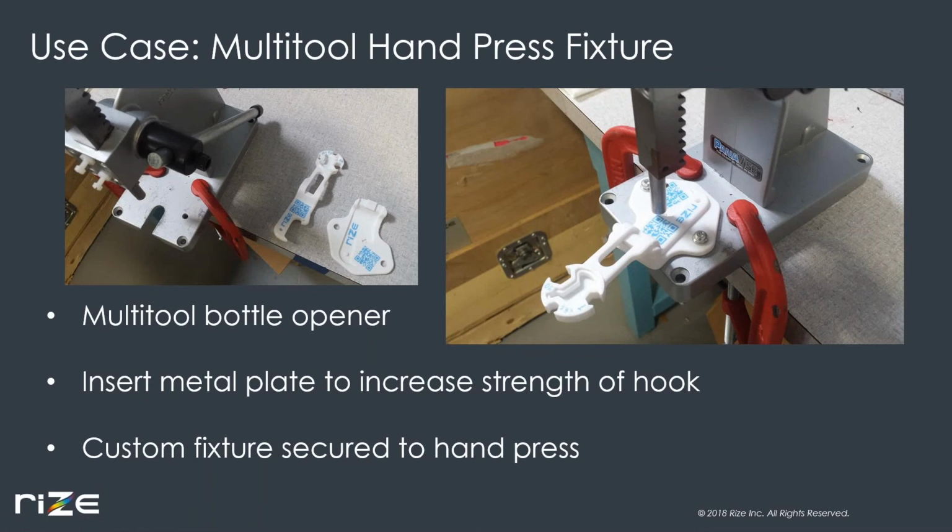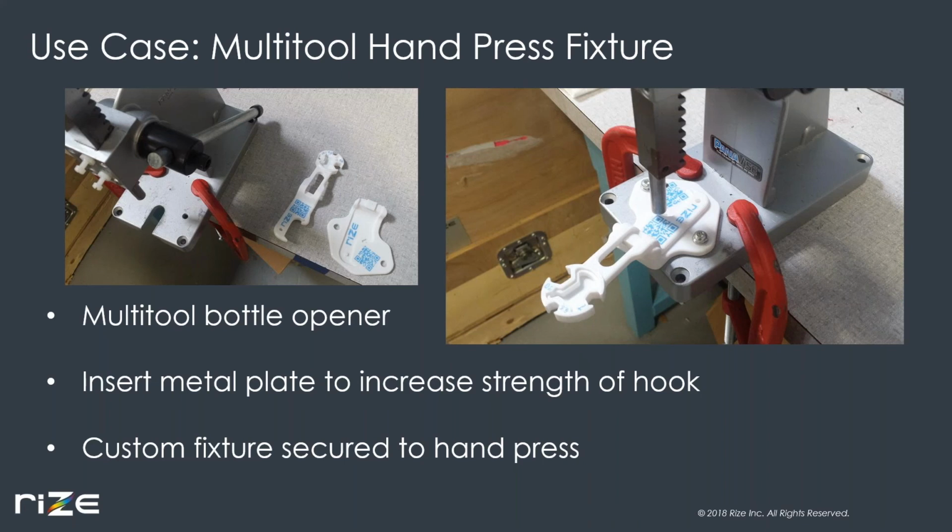All right, so here is a use case for the fixture that I just showed. This is a multi-tool that includes a bottle opener at one end. In order to strengthen the bottle opener, we decided to replace the hook surface with a stronger metal plate inserted into a hand press. In order to hold the multi-tool securely in place, I designed the fixture that you just saw to support the multi-tool and be fastened to the base of the hand press.